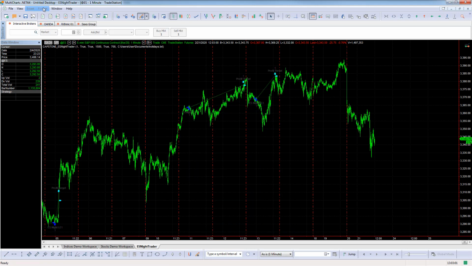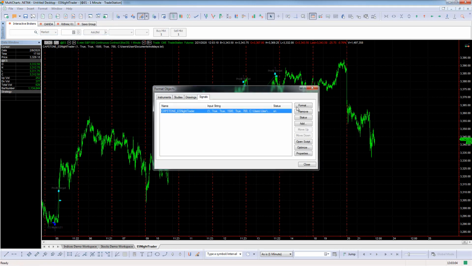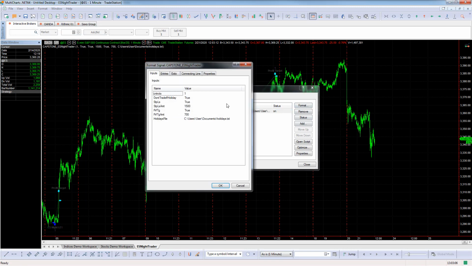Now let's look at the strategy, format the signal, and here it is, NightTrader. Symbol setup, we have one contract, we have don't trade on holidays set to true, stop loss is 1500, profit target is true at 700, and we have a holidays.txt file. You can change the directory where that's located. It's a text file I send you, you put it in a directory, and if it's not the same, you can change it here, and it will not trade on any of those dates that are in that list. So that is NightTrader, E-mini S&P, and MultiCharts.net.